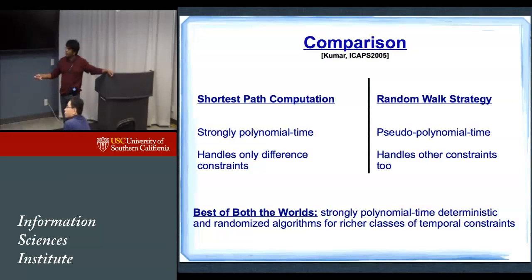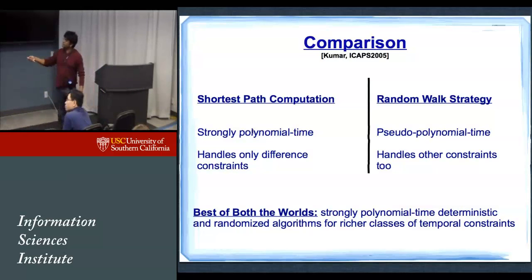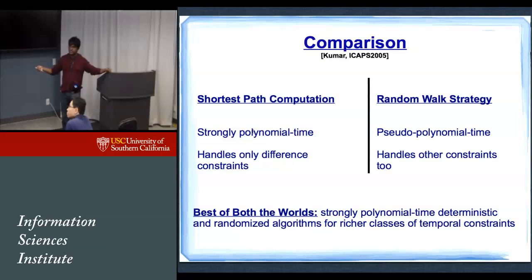So now I want to get the best of both the worlds. I want a strongly polynomial time, deterministic or randomized algorithm for solving these disjunctions in temporal reasoning. And by the way, this piece of work that I presented in the ICAPS conference in 2005 actually won the best student paper award at that time.